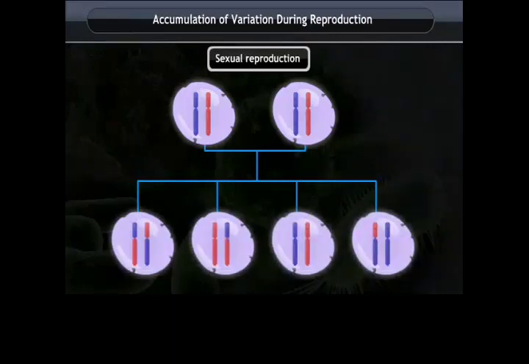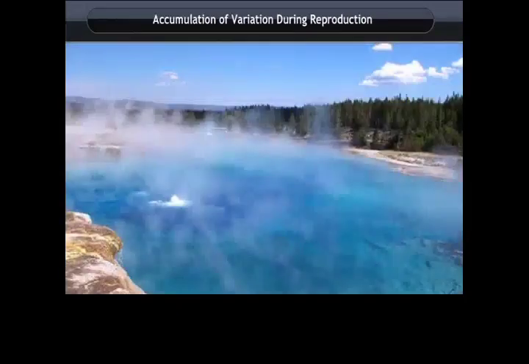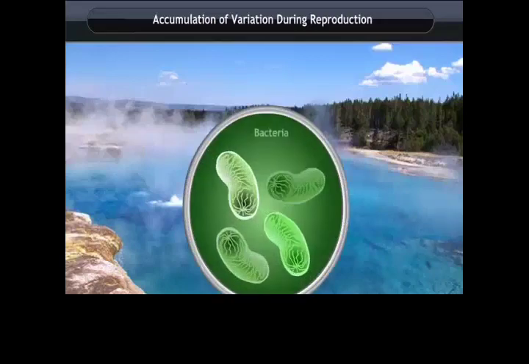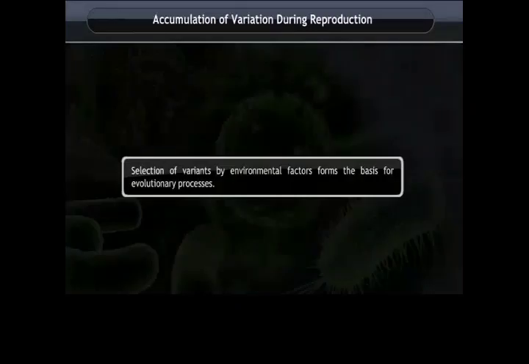But what is the probability that these variations in a species have equal chances of surviving? For example, a bacterium that can withstand heat will survive better in a heat wave. Selection of variants by environmental factors forms the basis of evolutionary processes.